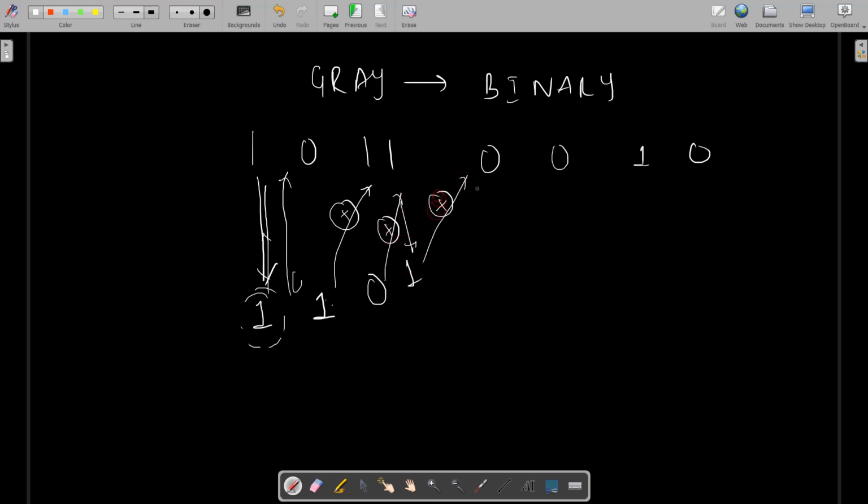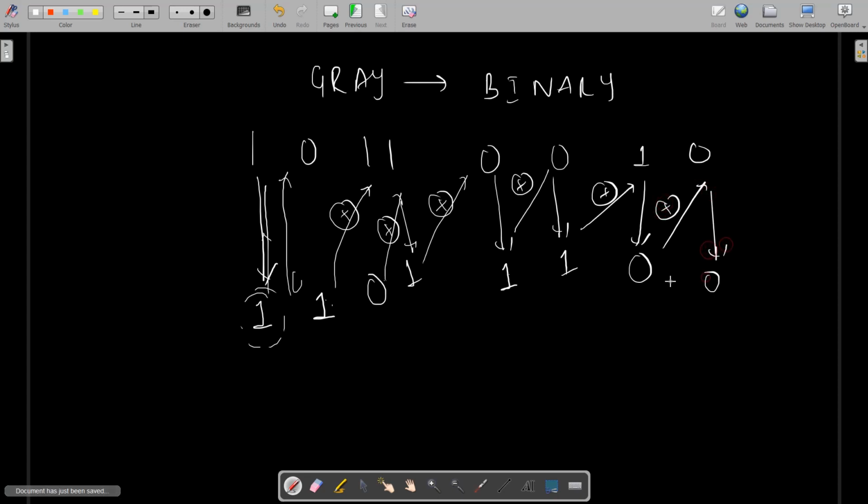Again 1 XOR 0, the resultant is 1. 1 XOR 0, the resultant is 1. 1 XOR 1, the resultant is 0. And 0 XOR 0, the resultant is 0.